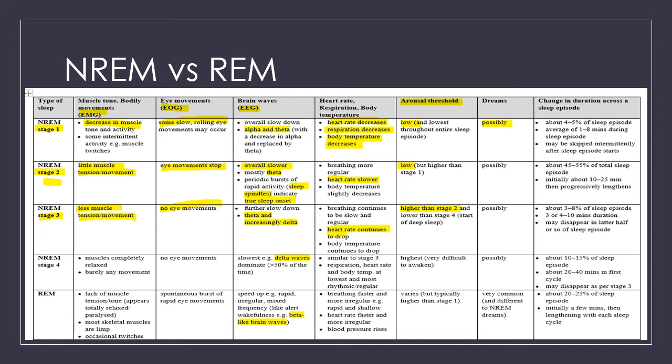I'm skipping all this section here at the end because it's not really going to help you in the long run. Alrighty, so stage 4, your muscles are completely relaxed.